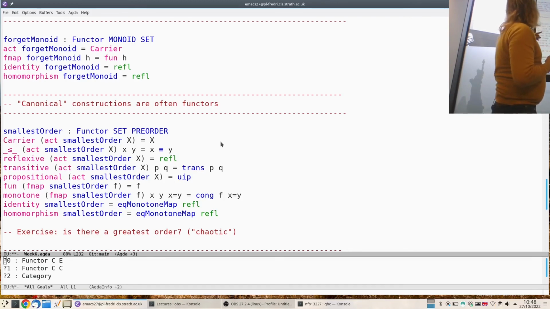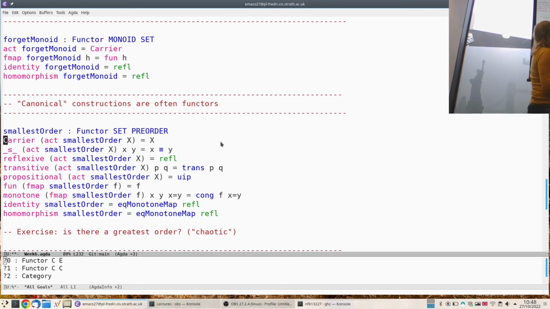So what am I saying here? I'm saying that if you have a set, then there is a way to make a smallest order on this set, where the carrier is the same as the set. And the order relation on this set is given by equality. So the only way two things can be ordered is if they are actually the same.